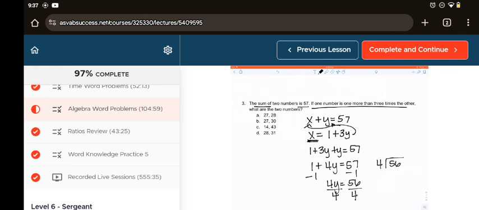So 4 goes into 56. 4 goes into 5 one time. 5 minus 4 is 1. Bring down that 6. 4 goes into 16 4 times. I know that y equals 14. Now, what is the question asking us for? Are we done? We're not done because it's asking for the two numbers.